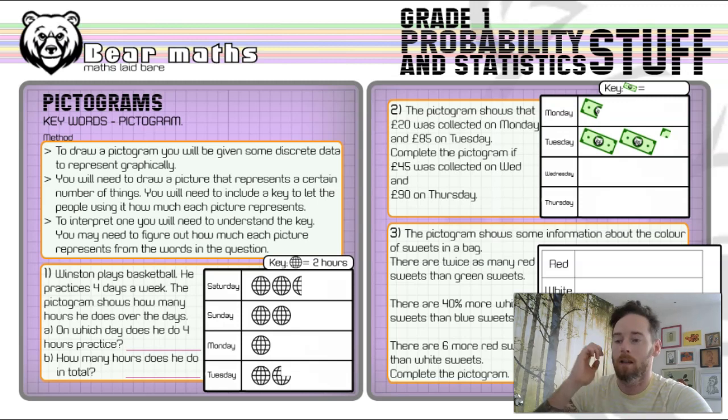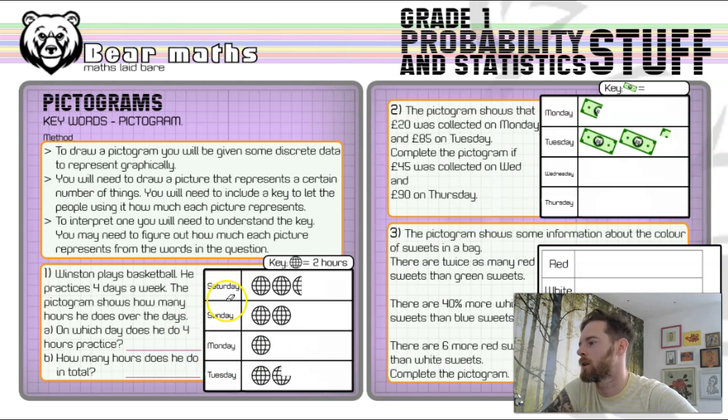And then in interpreting one, you will need to understand the key, and you might need to figure out how much each picture represents from the words that are given to you in the question, and then fill in the rest of the pictogram. Okay, so they can get a bit tricky, but in essence, very simple and intuitive to begin with.